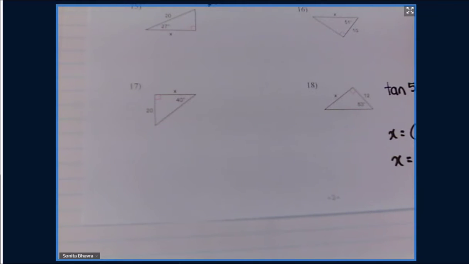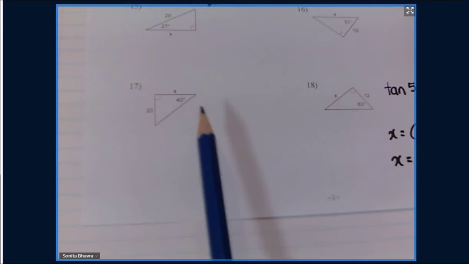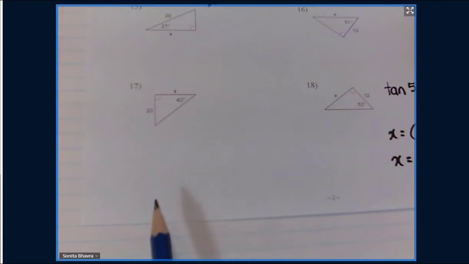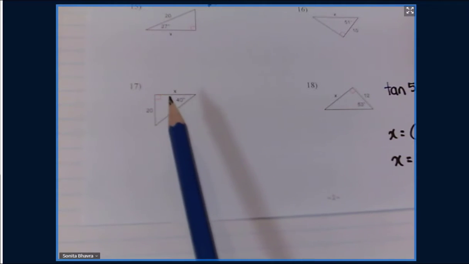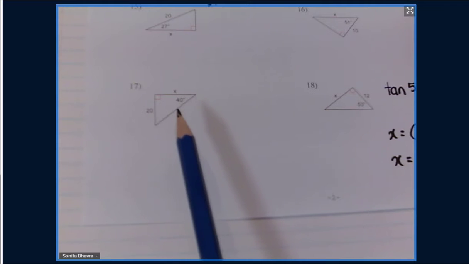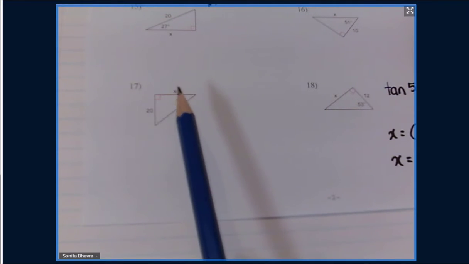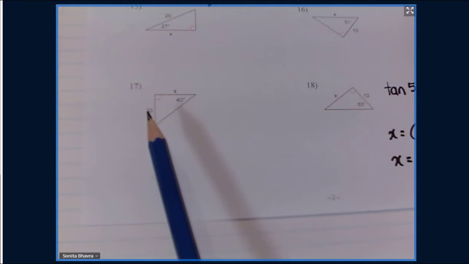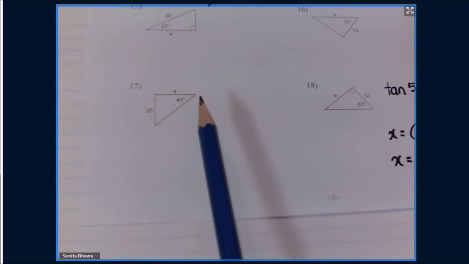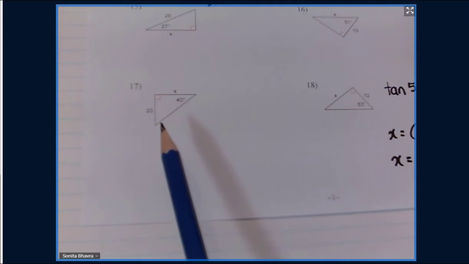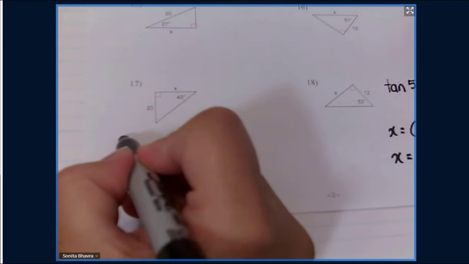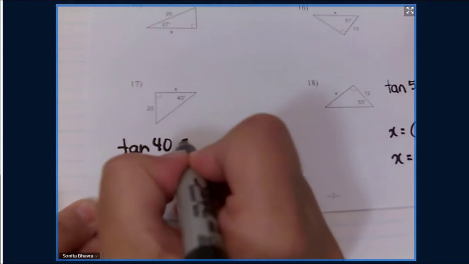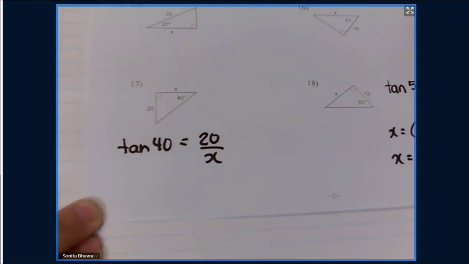So question number 17, we are looking for this side here. This is the side x we're looking for. This side here is the hypotenuse. So looking at the angle that's given, we're given angle 40 degrees. All right, so the ratio we can use here to figure out x would have to be opposite and adjacent, because this one here is the hypotenuse. So opposite over adjacent, that's our tan ratio. So we would write this out as tan of 40 equals 20 over x.